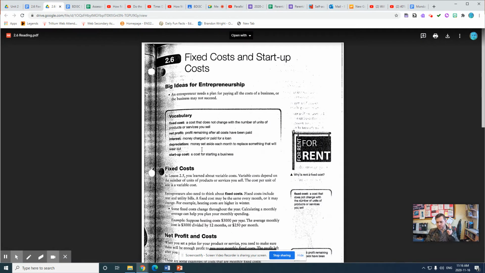There are three terms that I really want you guys to pay attention to. Fixed costs, net profit, and startup costs. Depreciation and interest, they're pretty straightforward. But we looked at variable costs the other day. A fixed cost is a cost that does not change. So no matter how much you make or how little you make of something, how many cakes you bake, these costs do not change.